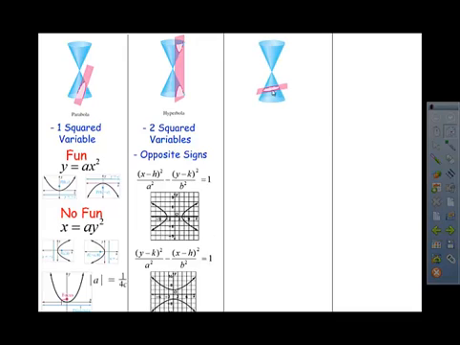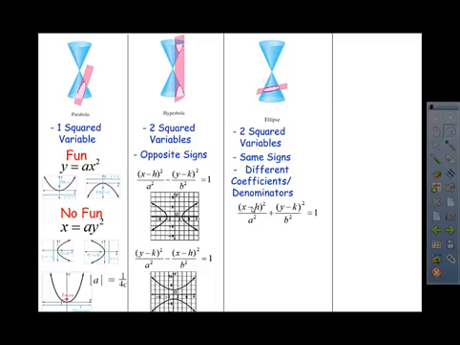All right, now today we're going to be looking at an ellipse and also a circle, but remember, an ellipse is going to have two squared variables, same signs, but different coefficients and different denominators. Okay, so here we have two squared variables, same sign, but different denominators or different coefficients. This is the standard form for an ellipse, and sometimes it doesn't always come in standard form, and I'll show you that in a moment.